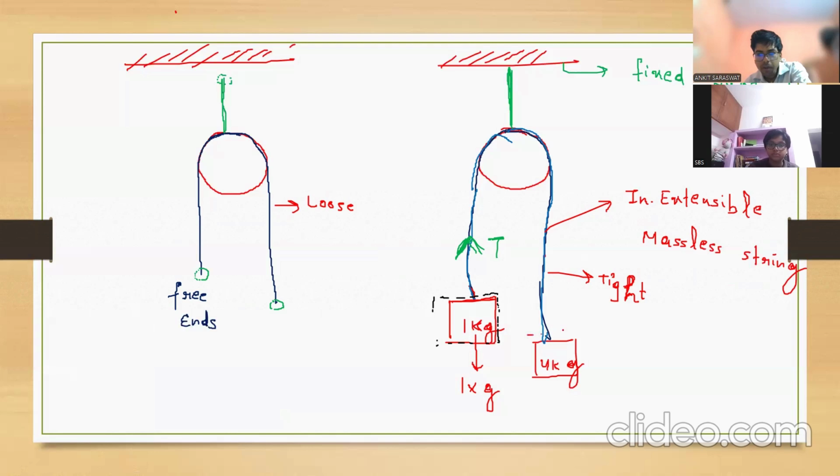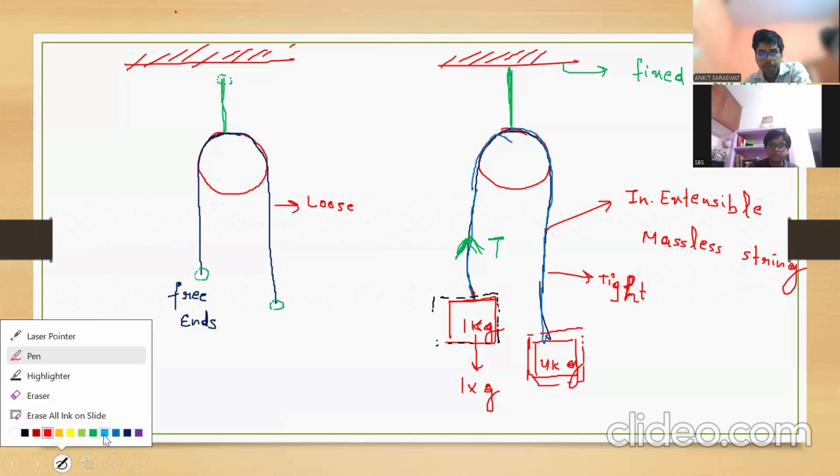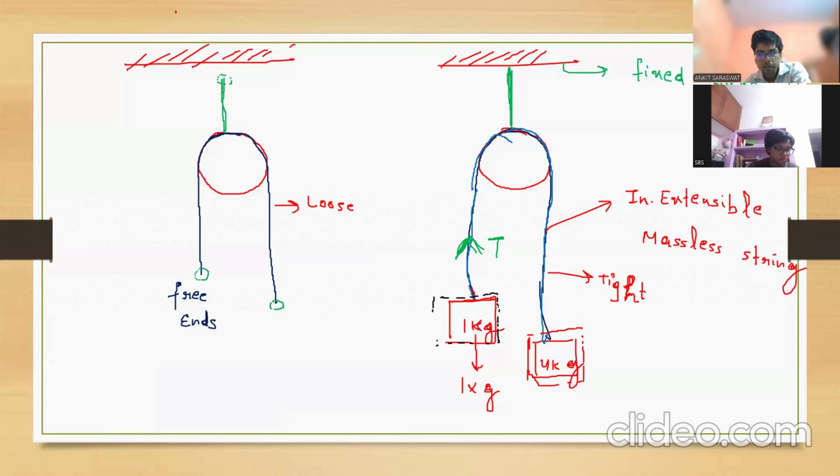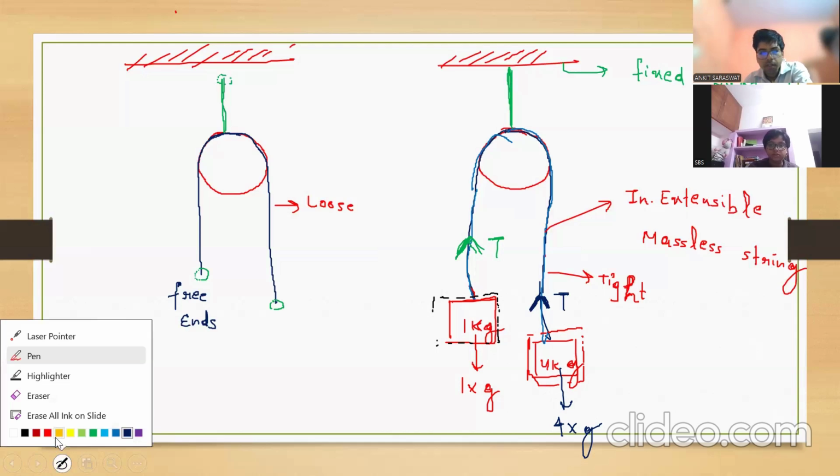Clear? In a similar way, this is our 4 kg block. For the 4 kg block, if I draw the free body diagram, clear? Tell me. Again, it will be against gravity. m into g, and T will be opposite to g. Okay. Understood? Yes, but don't just say okay.